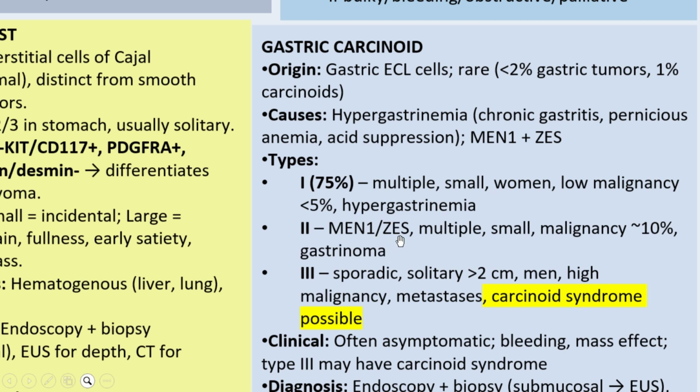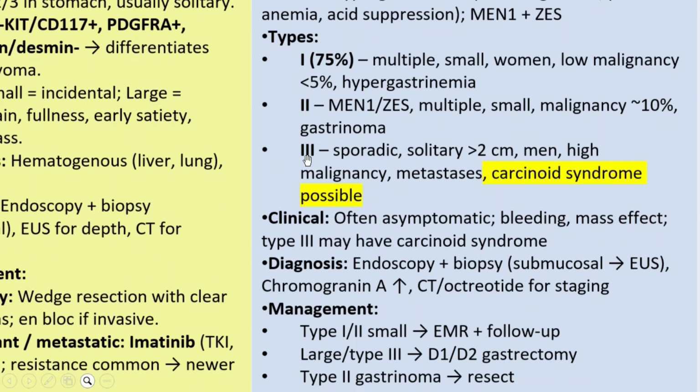Then type 2 is associated with the MEN1 syndrome or Zollinger-Ellison syndrome, and it is multiple, small, and the malignancy is approximately 10%. It's associated with the gastrinoma, which is a tumor that is producing gastrin, which makes sense because we said when we have a high gastrin, there's increased proliferation of glandular tissue in the stomach. Then type 3 is sporadic, solitary, greater than 2 centimeters, occurs in men, with high malignancy and metastasis, and it's going to be associated with the carcinoid syndrome, which is things like headache and sweating. These are the features of increased serotonin.